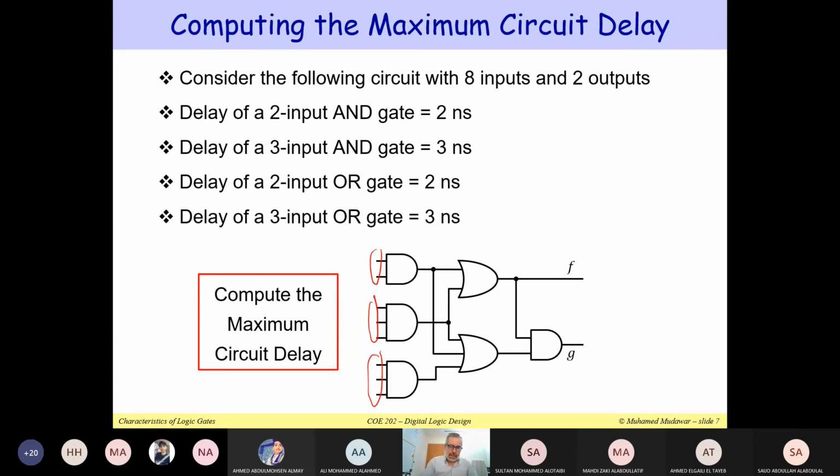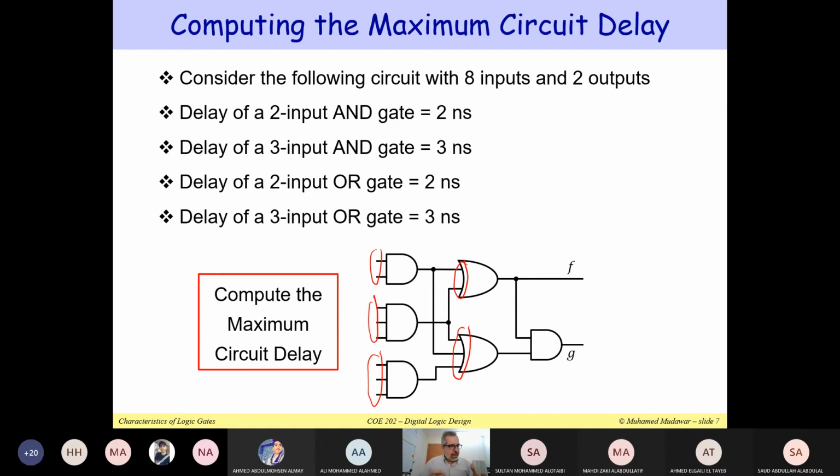I also have OR gates. Some of these OR gates are 2 inputs. Some of them are 3 inputs. So we have different types of gates. Now, it turns out when a gate has a large number of inputs, as you increase the number of inputs to a gate, this is going to increase the delay of a gate.